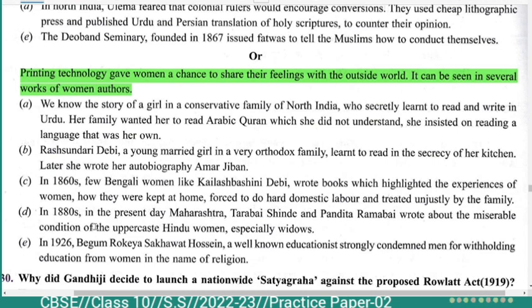In the 1880s, in present-day Maharashtra, Tarabai Sinde and Pandita Ramabai wrote about the miserable conditions of upper caste Hindu women, especially widows. In 1926, Begum Rokeya Sakhawat Hussain, a well-known educationist, strongly condemned men for withholding education from women in the name of religion.